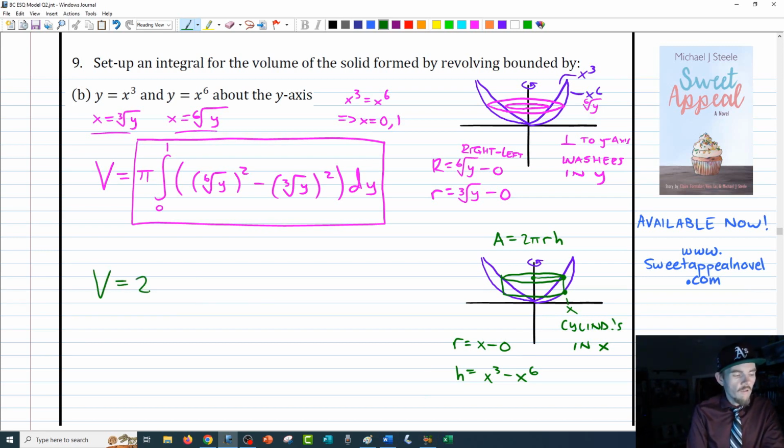Last, I'll set up my integral for the volume. I'm going to take 2 pi out in front. We'll do 2 pi times the integral from 0 to 1. These will be x values, by the way. They were y up above, but they just happen to be the same. And then inside here, we're going to have our radius, which is x, times our height, which is x cubed minus x to the sixth.